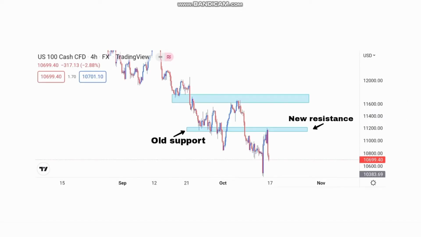As you can see on NAS 100, the market has been playing around this area here, then it did break out, hence changing the old support into a new resistance. So yeah, this is the same example as I've shown you on the other side, on the other pair of the bearish trend. So this is how you spot how the market changes from support to resistance when it does break out. So let us go to the live markets so I can explain this a little bit better.